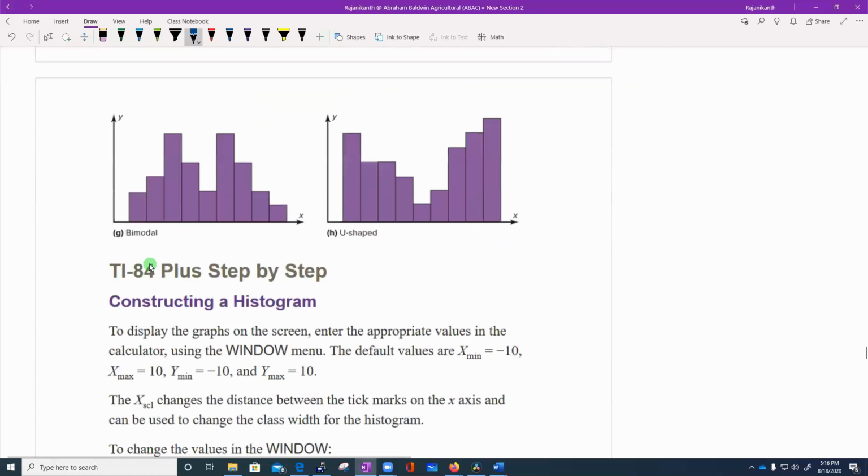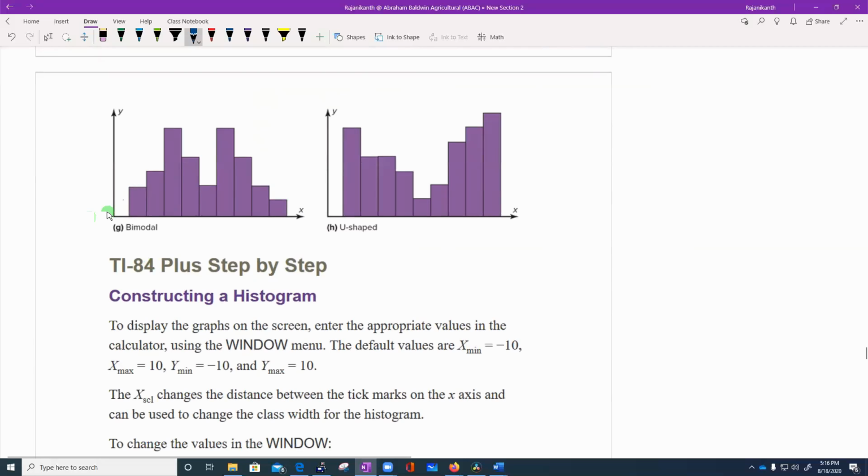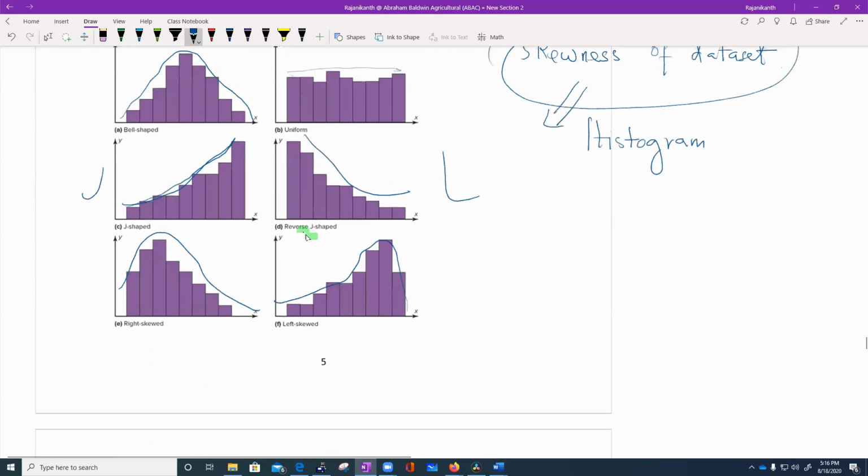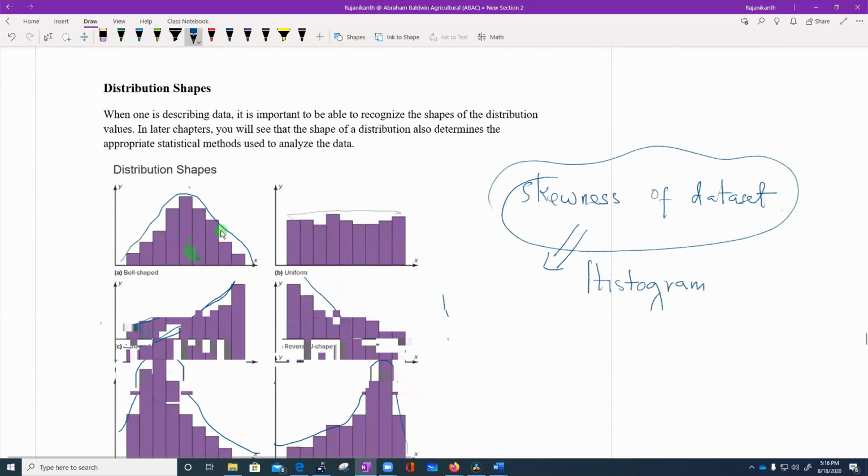Okay, this one we have two peaks. If you have two peaks, we call that bimodal. Bi stands for two. This distribution has a middle like a U. There's a U shape in the middle. That is why we call this a U-shaped curve. These are some examples of the distributions of your raw data.